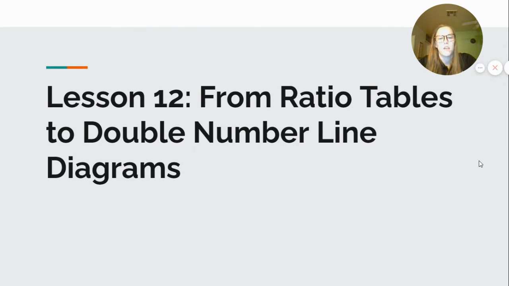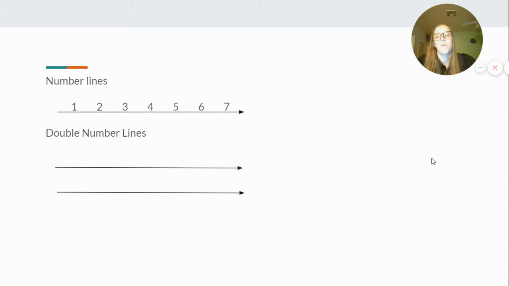So we're looking at taking our ratio tables to double number line diagrams. So take the information from the ratio table and make a double number line out of it. Just for reference, this is what a double number line looks like.